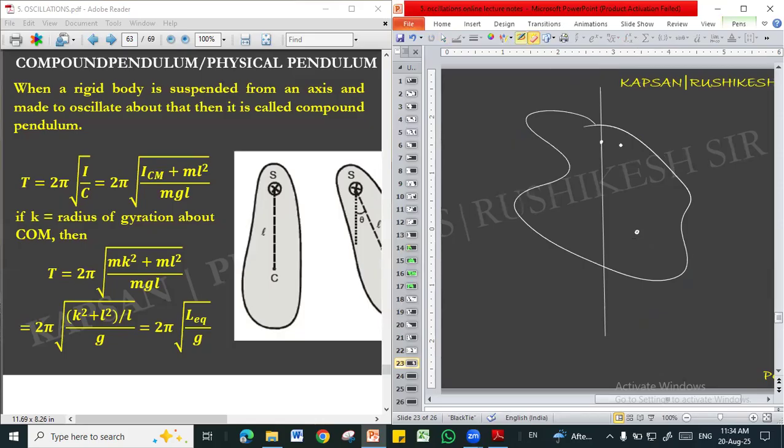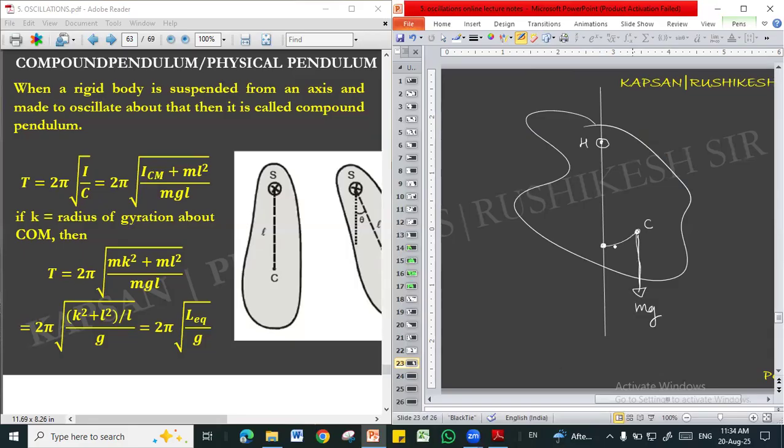This is your hinge H, and this is your center of mass C. Now you can effectively take weight acting vertically downward from the center of mass. The center of mass is expected to come here. So this is the mean position of the center of mass. The motion of the center of mass will be on this arc of the circle.